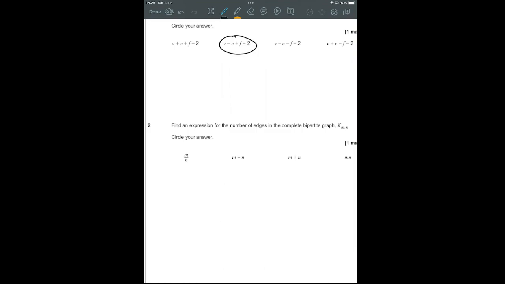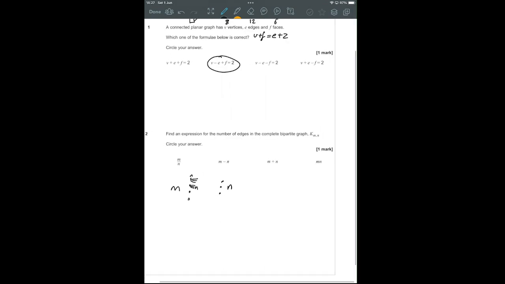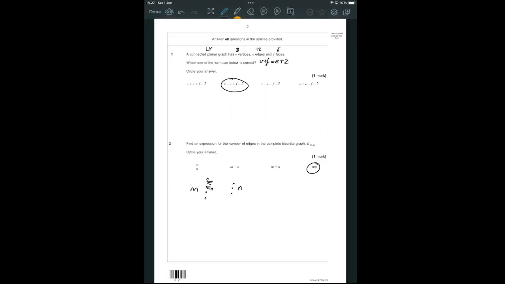Question 2, some more graph theory. Find the expression for the number of edges of the complete bipartite graph. So that has m there and n there. If we count how many edges, every single one of those has degree n to match with every single one of the others. That has to be m times n.